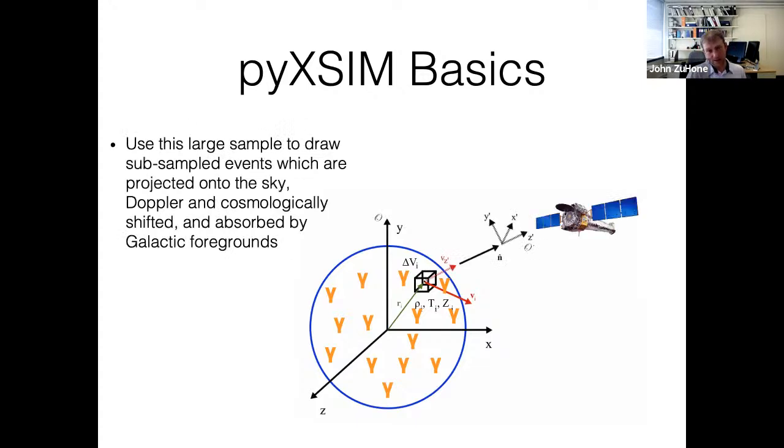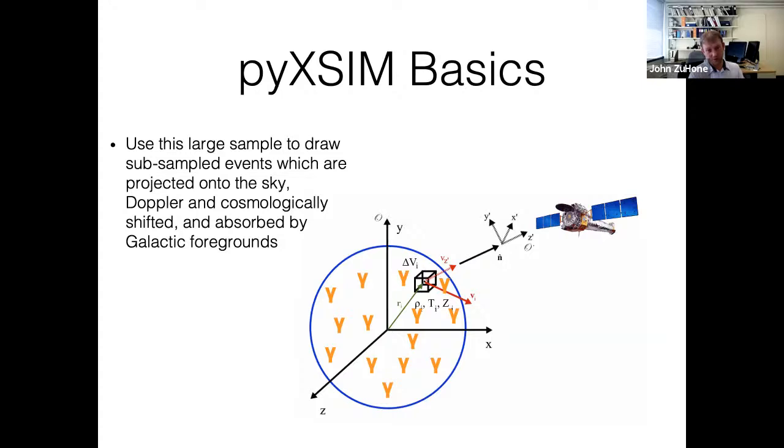And then the second thing pyXSIM does is that, well, the first thing is that you can store that sample, which is still in 3 dimensions, to a file, and then you can use it again and again because it's the most expensive operation. You can use it to then project the source along different directions.